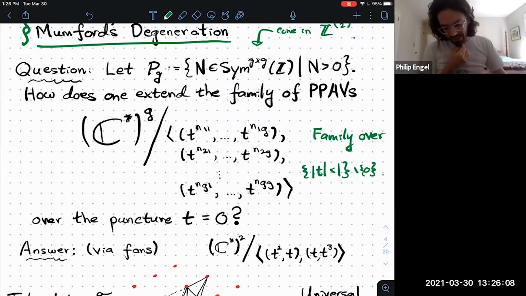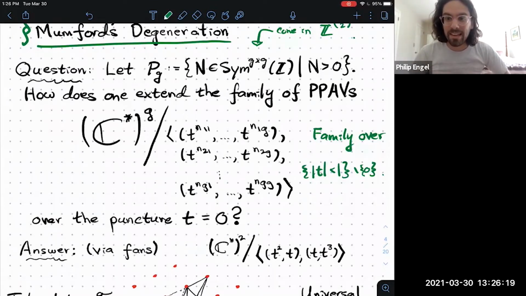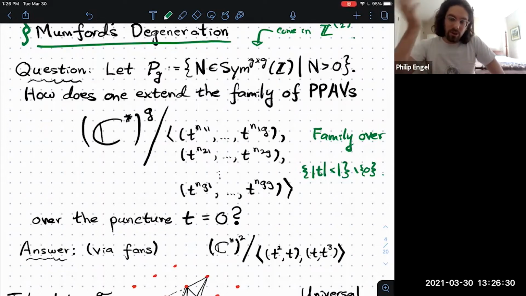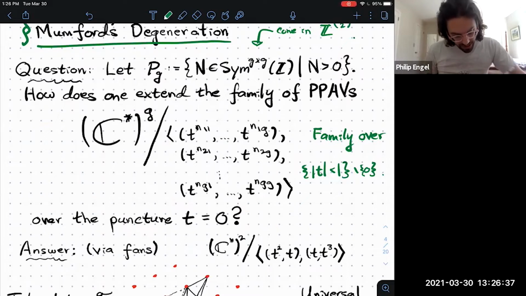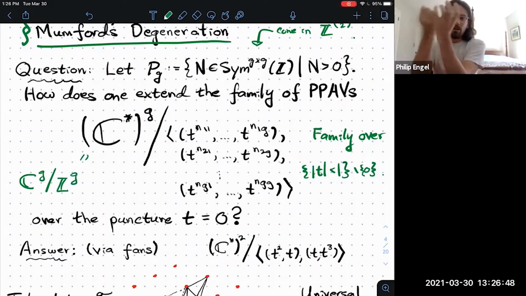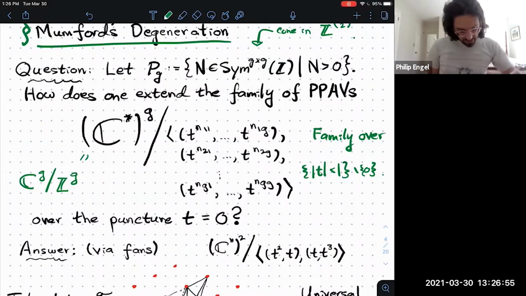So as you can sort of see, the subgroup generated by these elements of C star to the G is not going to be a discrete subgroup if the absolute value of T is 1, right? But if the absolute value of T is less than 1, then the fact that N has full rank will imply that this is a discrete subgroup isomorphic to Z to the G inside of C star to the G. So by the way, this C star to the G I'm thinking of as C to the G mod Z to the G. So we quotiented by the Z to the G, and now we're quotienting by the tau Z to the G. So this whole thing is C to the G mod Z to the G mod tau Z to the G.